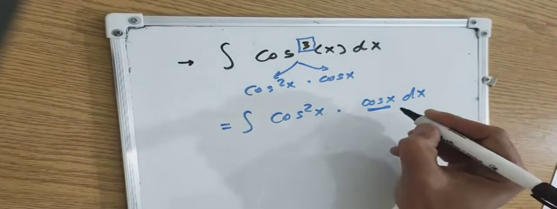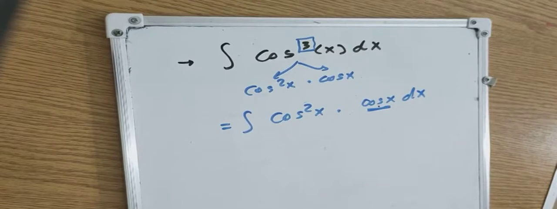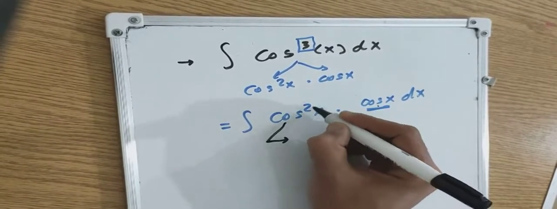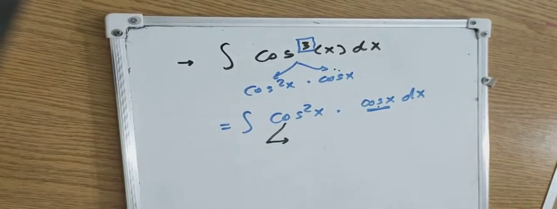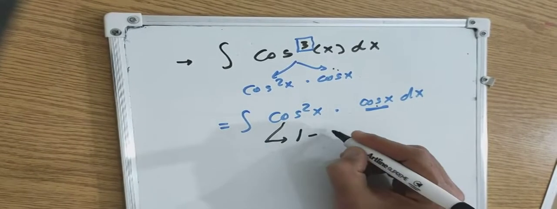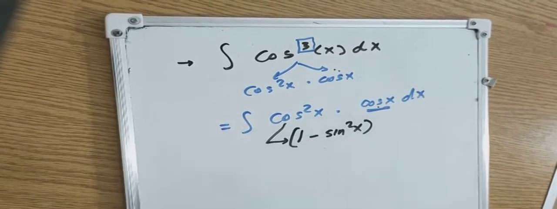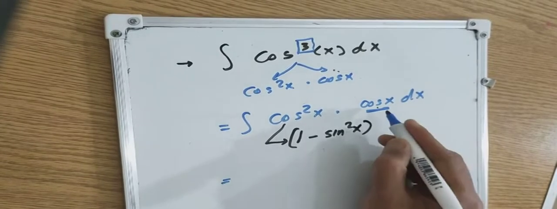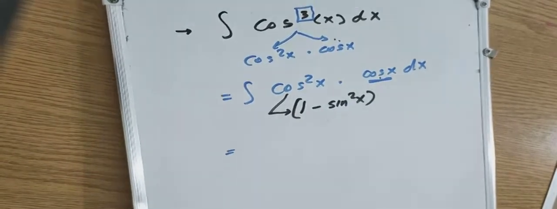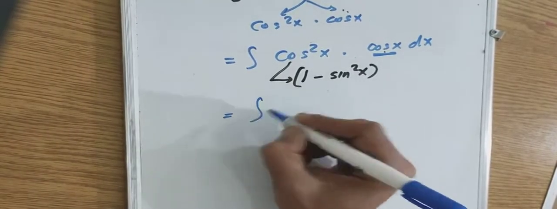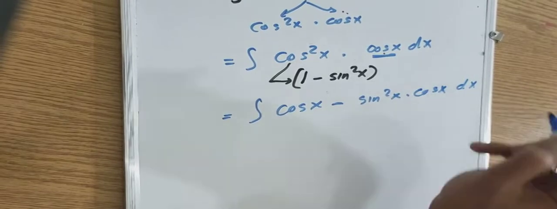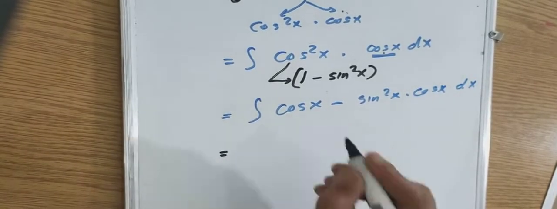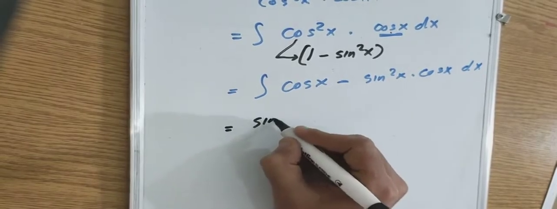The idea here is that cosine x is the derivative of the sine, and the cosine squared, because its power now is even, as we take cosine from the odd power, can be changed to sine squared, because cosine squared is 1 minus sine squared. So after expanding inside the bracket, we have the integration of cosine times 1, which is cosine, minus sine squared times cosine x. The first term is the integration of cosine, which is sine x.